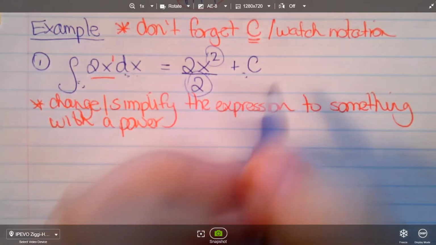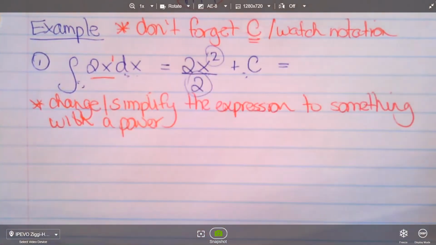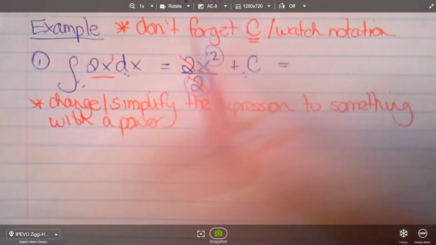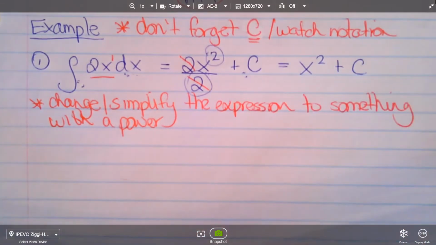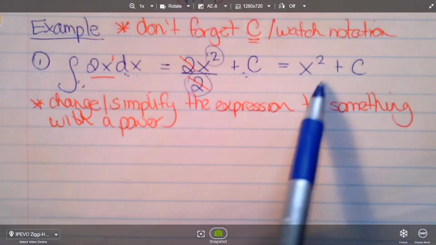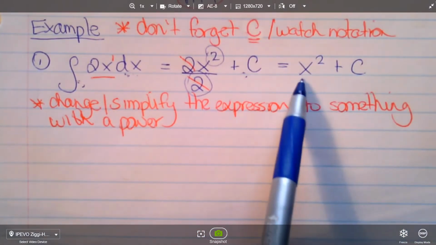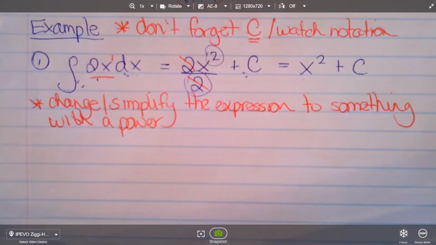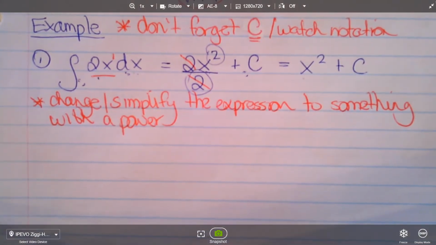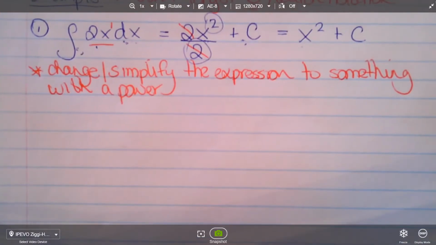Okay? And at that point, you can do any simplifying that you think you can. So those 2's can go away, and my answer is x squared plus c. Again, if you want to do a quick check, if you take the derivative of this, you get this, which is exactly what you should, because that's what integration is. Reverse process.